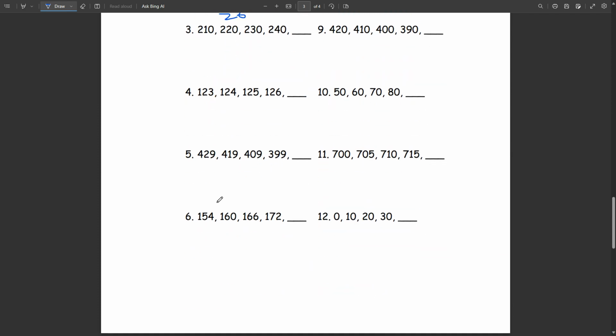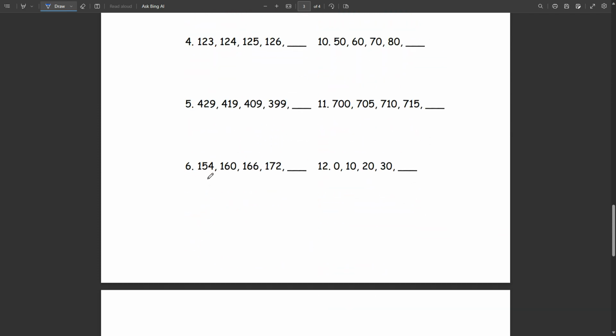Let's go down to number 6. So there's 154 up to 160, up to 166, and then 172. If we notice here, when we add 6, we get 160. When we add 6 to 160, we get 166. And we add 6 to 166, we get 172. So basically, we're just adding 6 every single time.